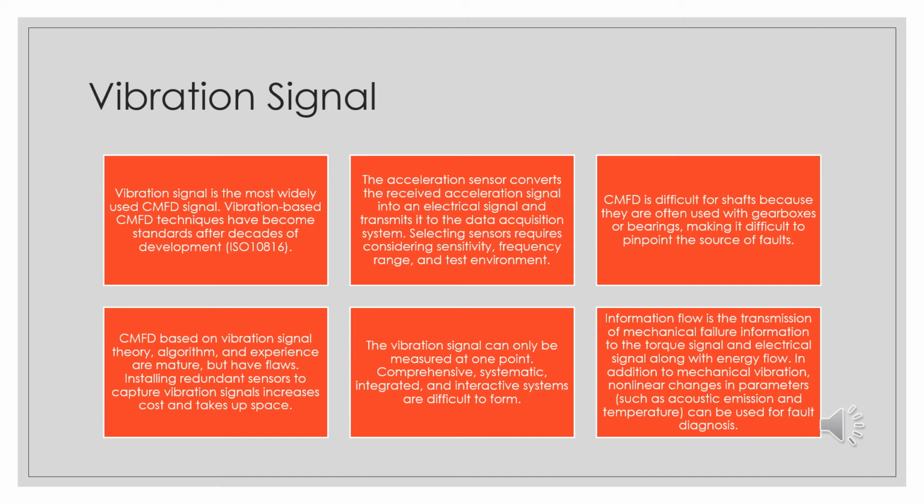Information flow is the transmission of mechanical failure information to the top signal and electrical signal along with energy flow. In addition to mechanical vibration, nonlinear change in parameter such as acoustic emission and temperature can be used for fault diagnosis.